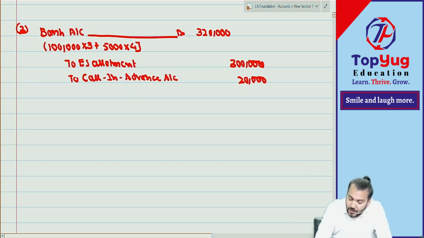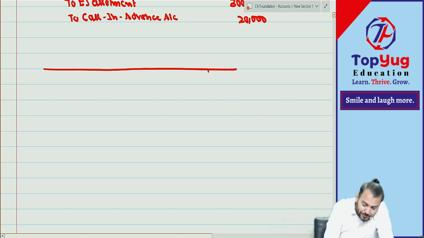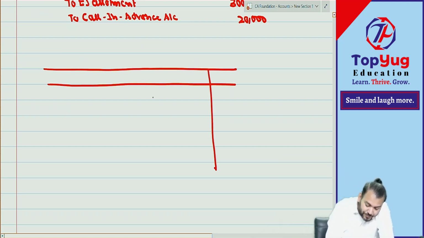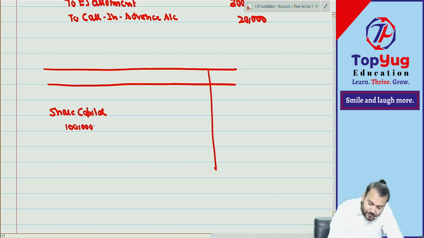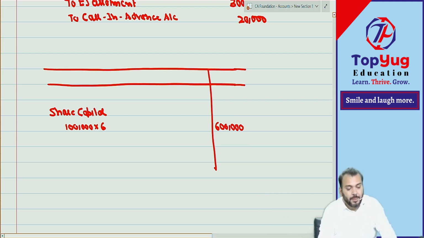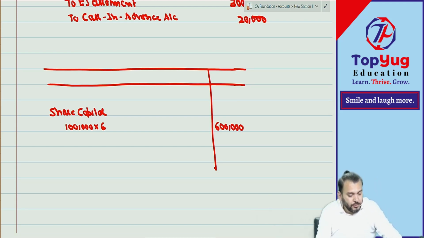Correct? Now, without looking into the journal entries, you tell me how much share capital will come in the balance sheet. How many equity shares? 1 lakh into 6, right? So how much will it come? It will come 6 lakh. Simple. Any doubt? No doubt, right?